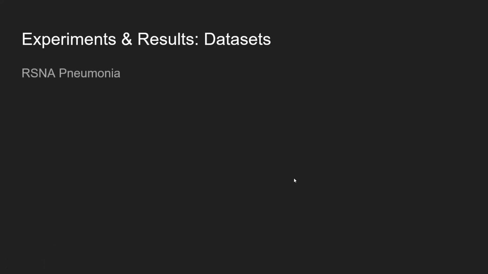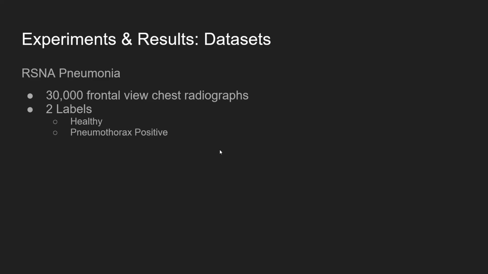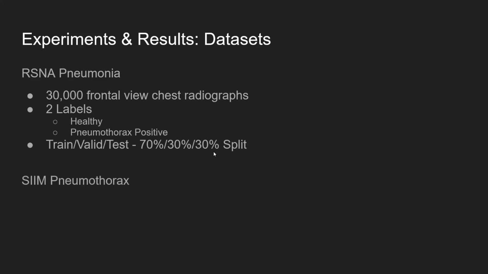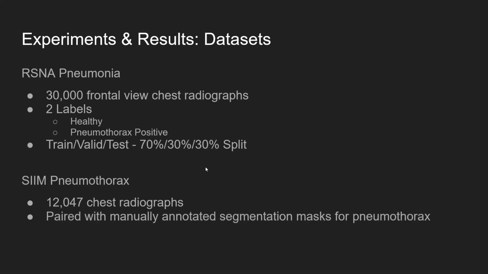So continuing, there were 2 more data sets they used to evaluate their methods, which is RSNA pneumonia, which is 30,000 frontal view chest radiographs with 2 labels, either healthy or pneumonia positive. Their train, validation, and test was a 70-30-30 split according to the paper. And SIIM pneumothorax was 12,000 chest radiographs paired with manually annotated segmentation masks for pneumothorax, with again a 70-30-30 train, validation, test split.